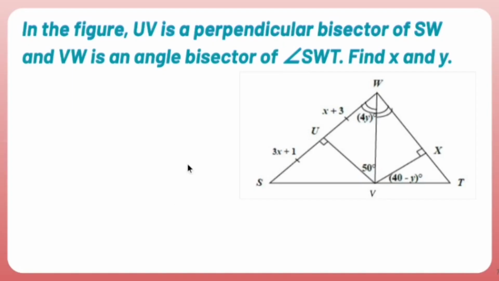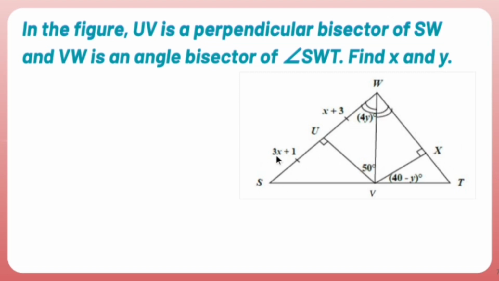In the figure, UV is a perpendicular bisector of SW, and VW is an angle bisector of angle SWT. Find x and y. The picture is pretty much drawn accurately. Now it's just a matter of finding out what x and y are.